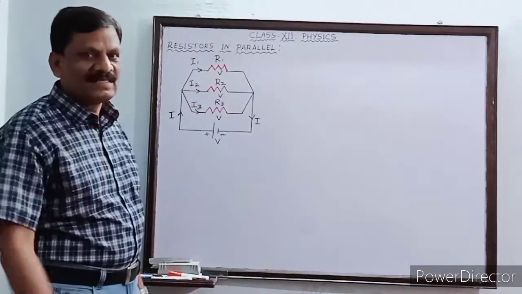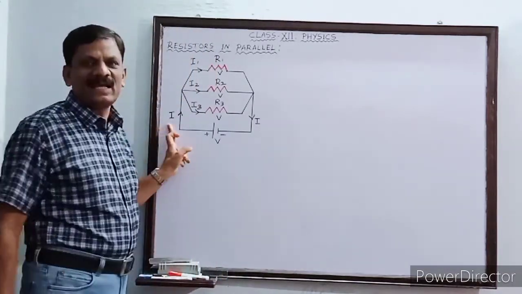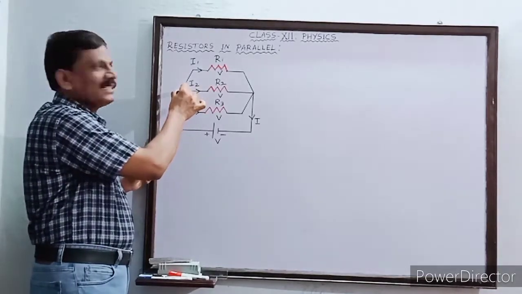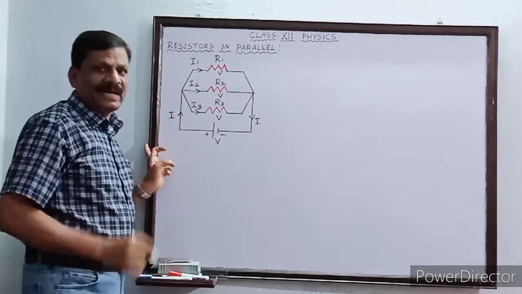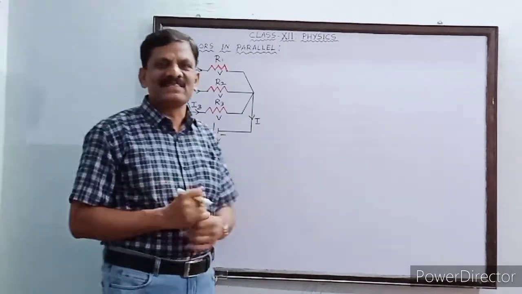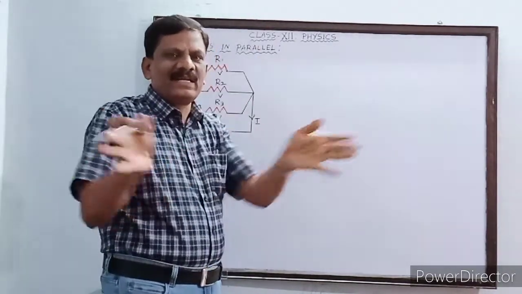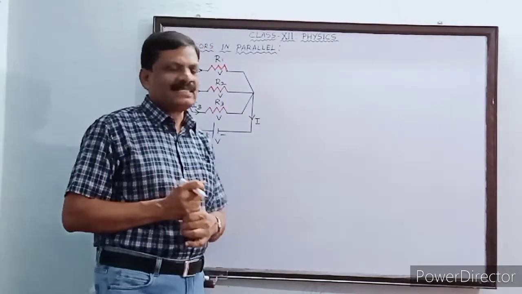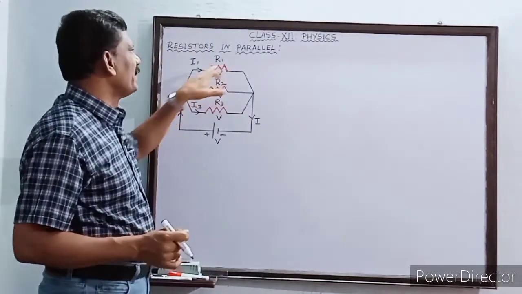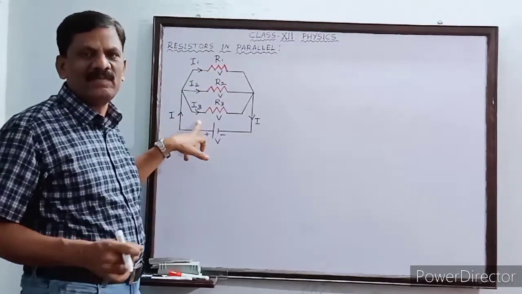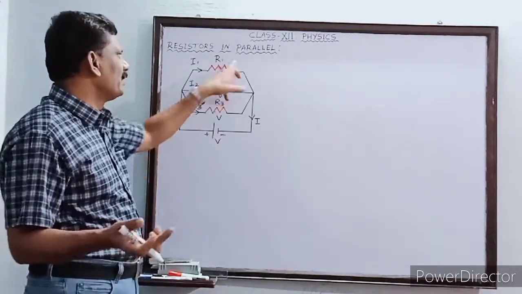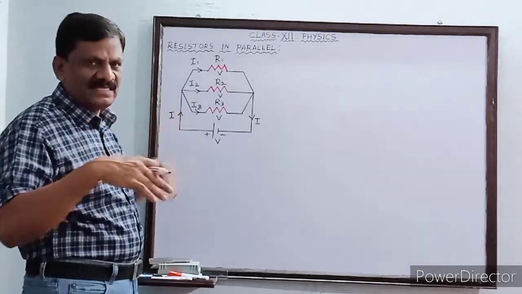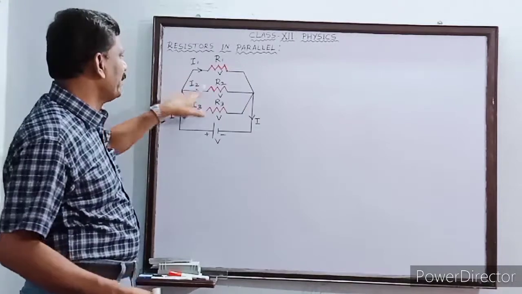What is the main current supplied by the battery? That is I ampere. When I ampere current flows up to this junction, how many branches are there? There are 3 branches. So the current will divide, like water divides into 3-4 branches, the charges will divide. As a result, the current flowing through the first, second and third branch will be same or different depending upon the value of the resistors. Anyhow, this main current I is dividing into 3 branches, namely I1, I2 and I3.